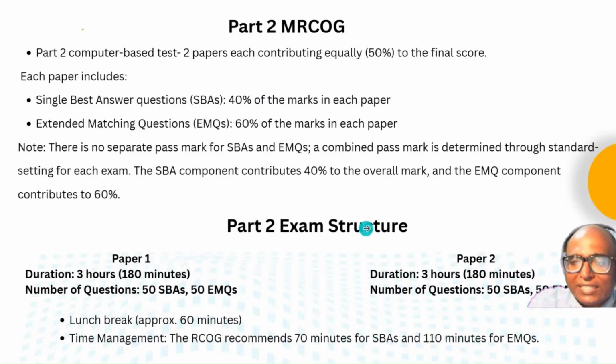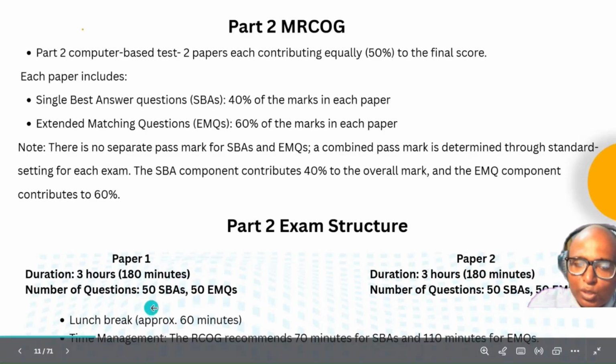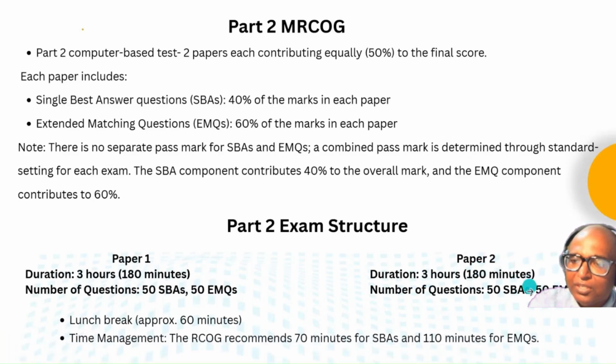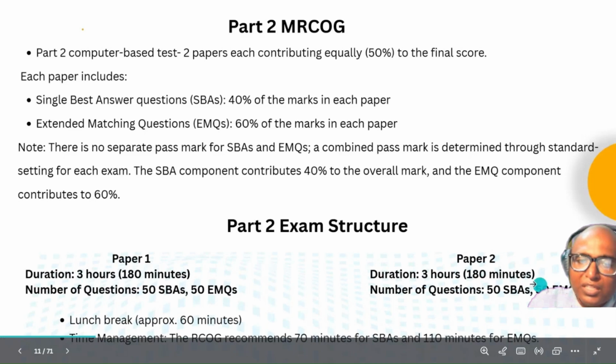Okay, so coming to the second part, the exam structure for part two. For part one, we discussed there are 100 questions. Here also there are 100 questions, but paper one is 3 hours instead of 2.5 hours. You will have 180 minutes, and paper one will also have 50 SBAs and 50 EMQs. Paper two will also have 3 hours of duration, 50 SBAs and 50 EMQs. There will be a lunch break. So this is also a long examination in one day, conducted simultaneously in many centers across the world.